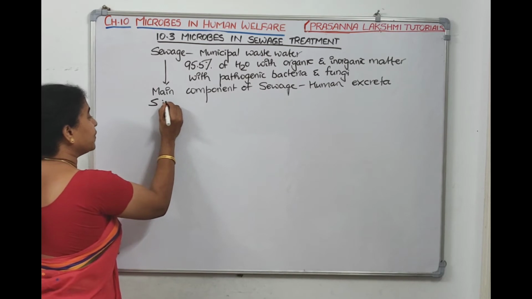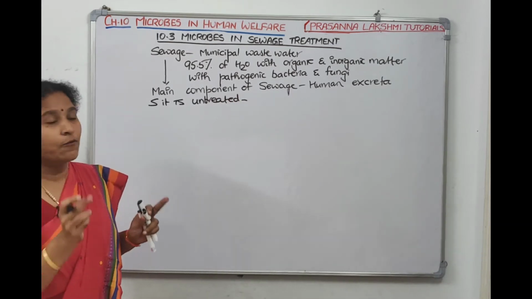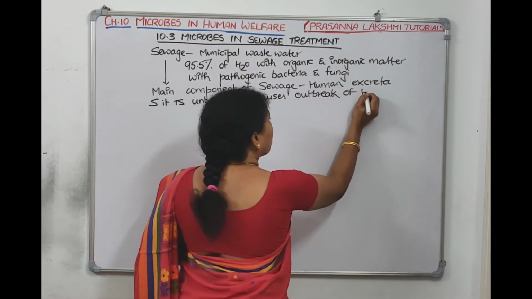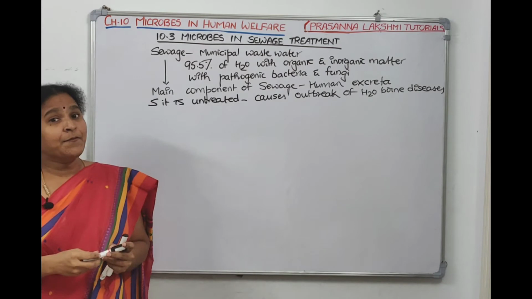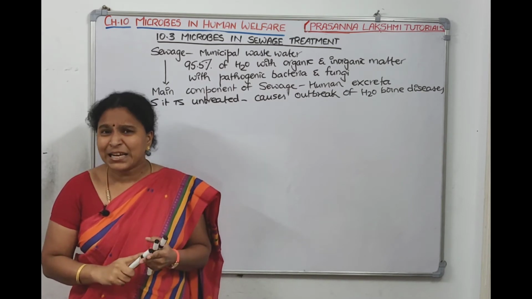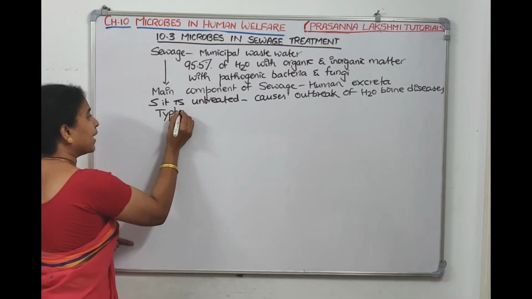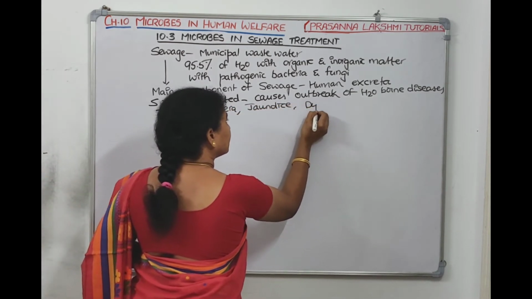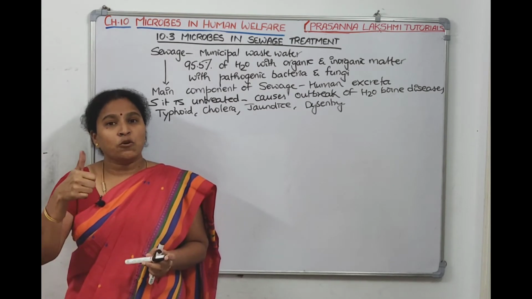If the sewage is untreated, it causes outbreak of waterborne diseases. Can you name a few waterborne diseases? Typhoid is a waterborne disease. Jaundice, typhoid we can tell, jaundice we can tell, cholera we can tell, dysentery, all these are waterborne diseases. Waterborne disease examples I am writing out here: typhoid, cholera, jaundice, dysentery, all these are waterborne diseases. Outbreak of waterborne diseases will happen if we don't treat the sewage.